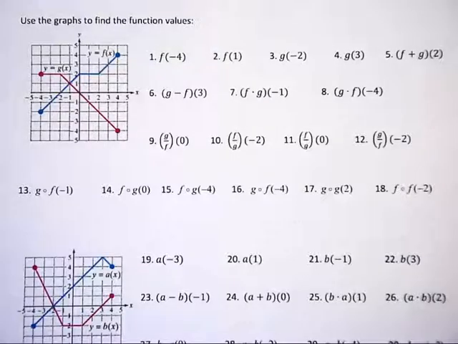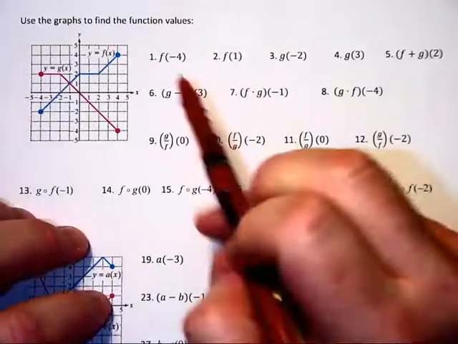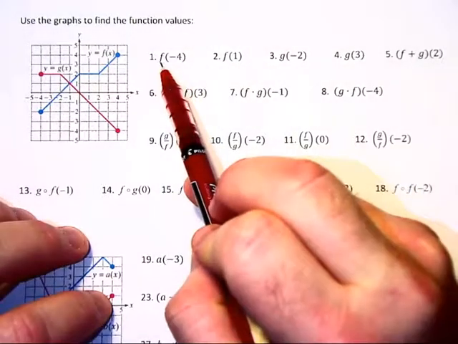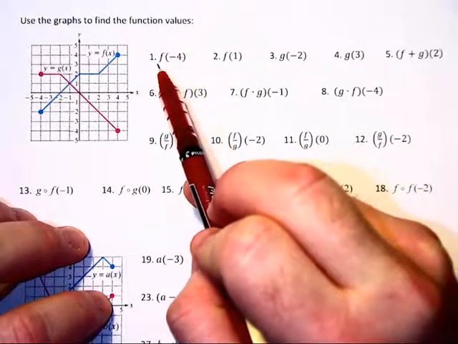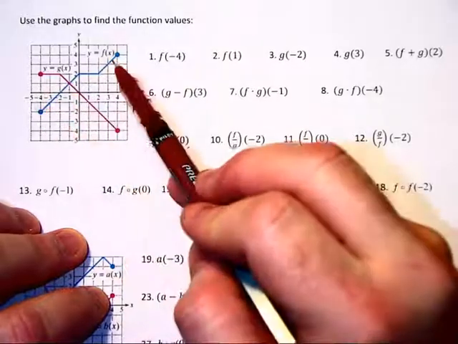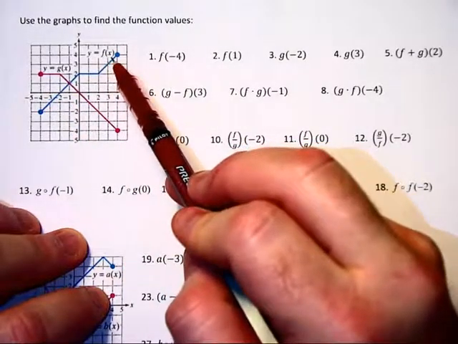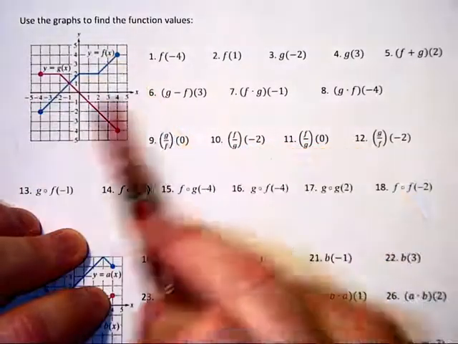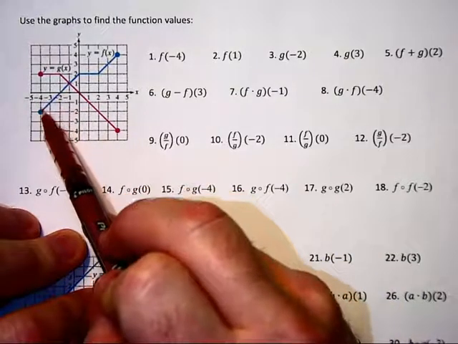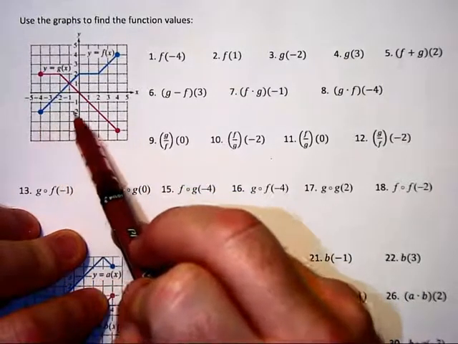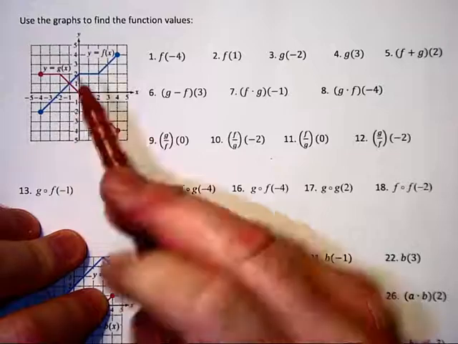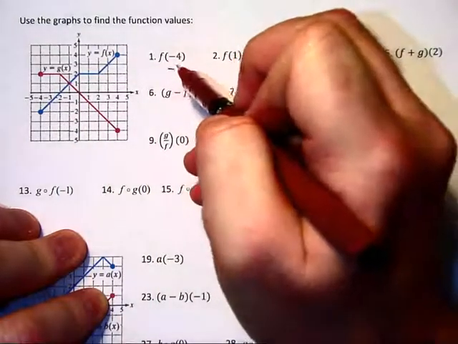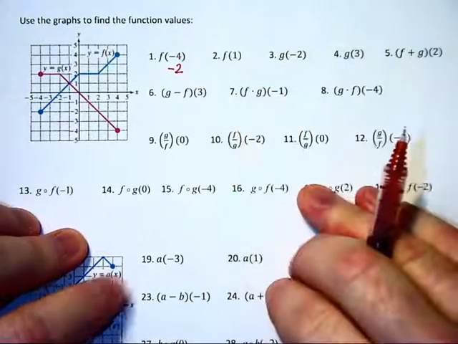This page of problems is a rather essential page of problems, so I want you to pay very close attention as we look at it. f of -4, that says find the y value when -4 is plugged into function f. Notice that function f is the blue graph that I have here. So I'm going to go to x equals -4, down to the blue graph, and notice that it's at a height of -2, and that becomes the value of that function.